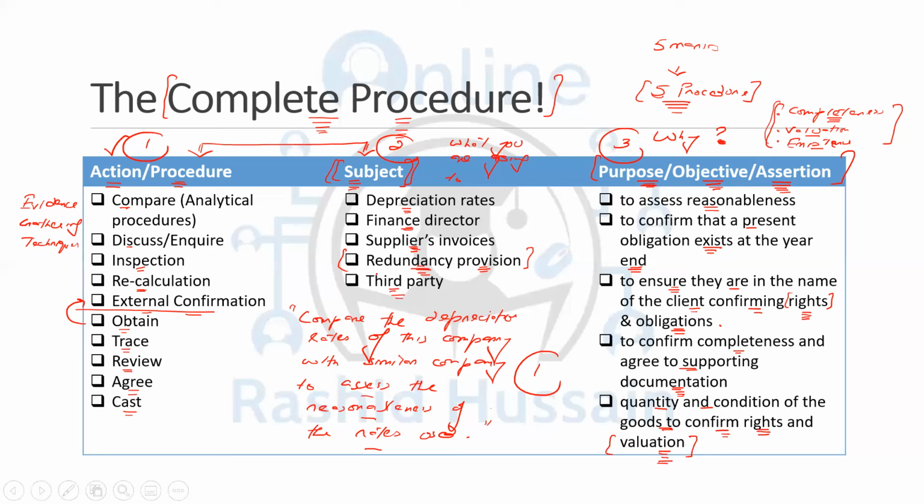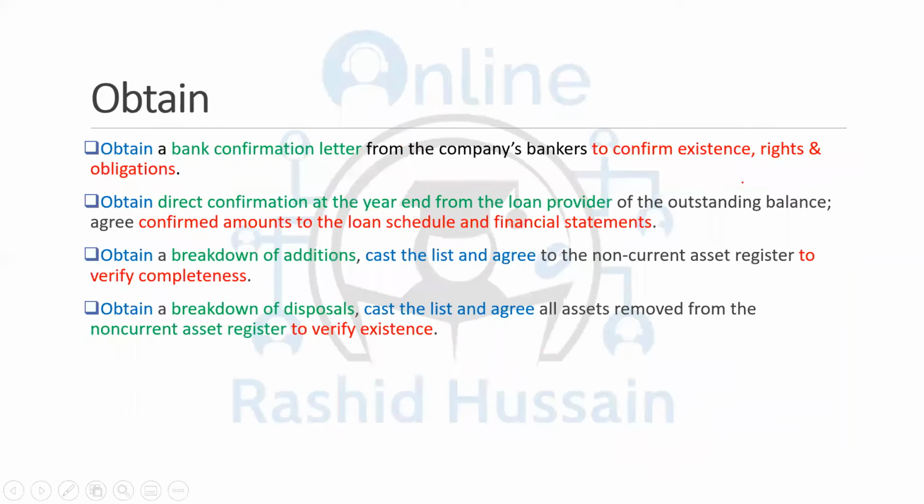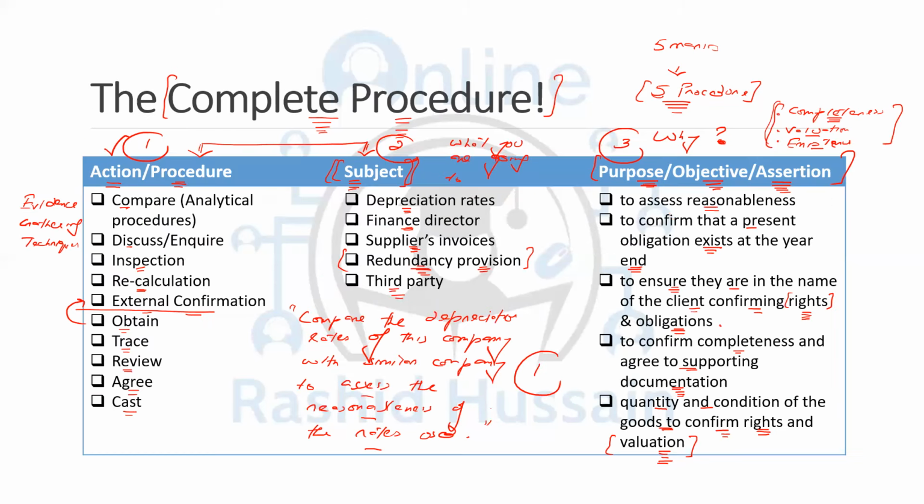So remember these three things: the action and procedure, the subject, that means what we are going to check, what you're going to inspect, what you're going to inquire, whom you are going to inquire, and then we have the purpose, objective, and then which assertion you are going to verify. So I've written some procedures for you and I've given them different colors to make sure that you identify that the blue is for the action, the procedure, the subject is in the green, and then we have the red section, which is the purpose, objective, and assertion.